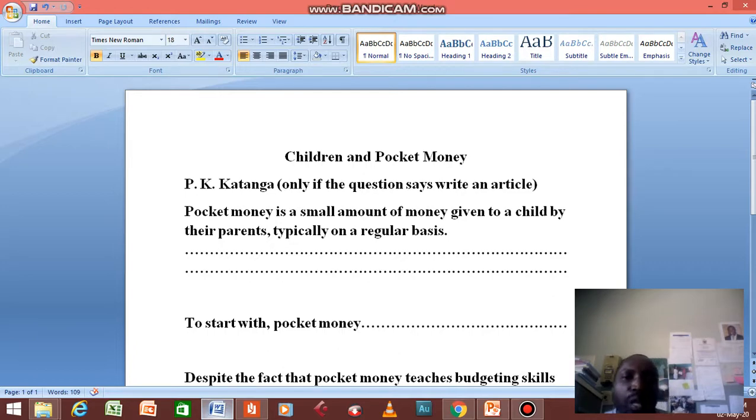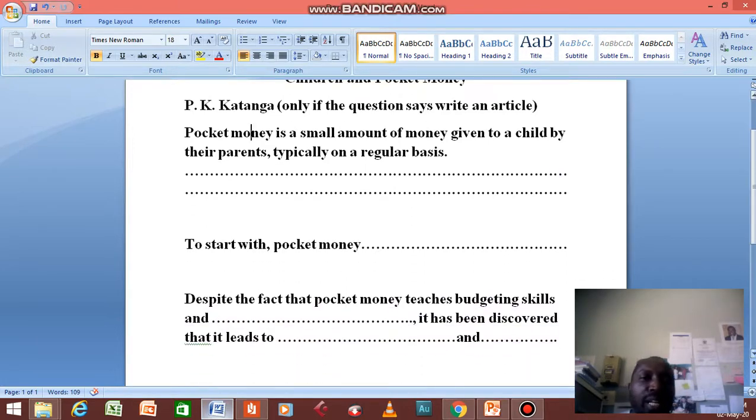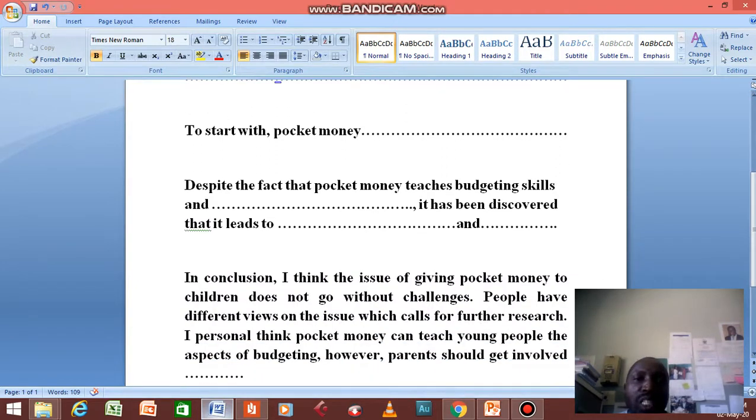Now, after you have written your topic, you move on to your introduction. In the introduction, we are expecting you to tell us if you understand what pocket money is. So, like in this case, pocket money is a small amount of money given to a child by their parents, typically on a regular basis. Then you can continue talking about any other thing which is related to the question. You are just discussing the topic generally. And then in the first paragraph under content, you tell us about the advantages of giving pocket money to young people.